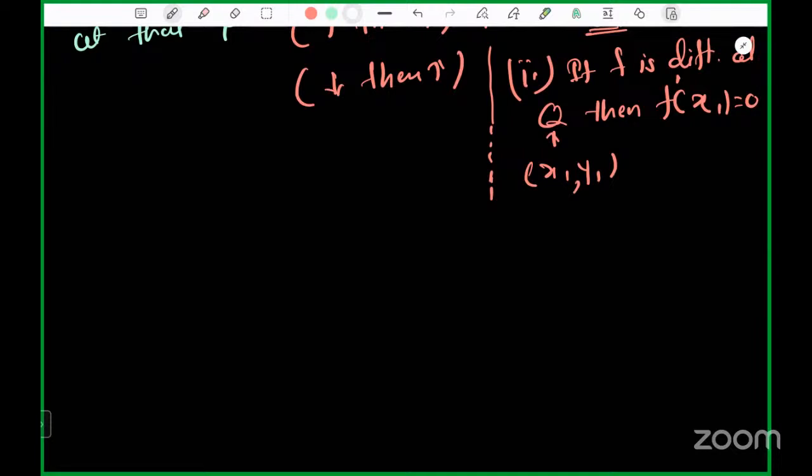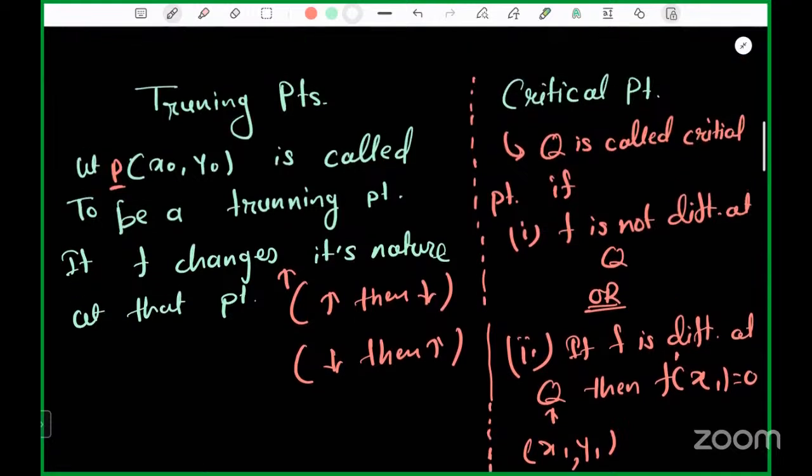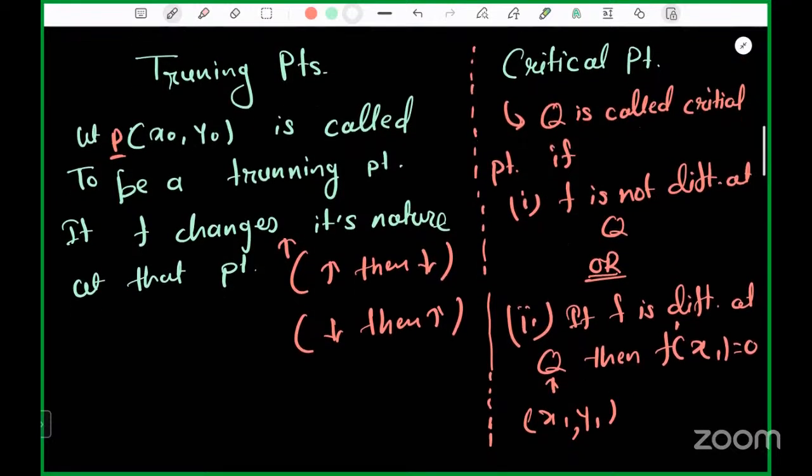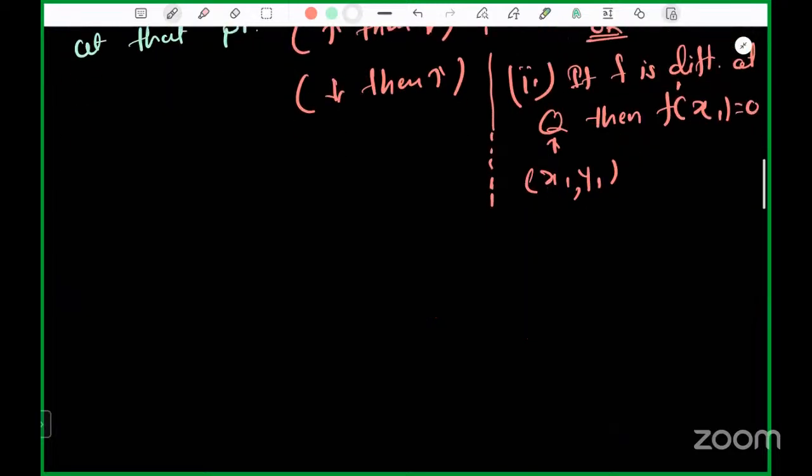Okay. So now, as we learned, what a turning point means: at a turning point, the function is changing its behavior from increasing to decreasing or decreasing to increasing. And in a critical point, we have two cases. First case is the function is not differentiable, or if it is differentiable, then the derivative should be equal to 0. That point is known to be a critical point. So now, how can we relate these 2 points?